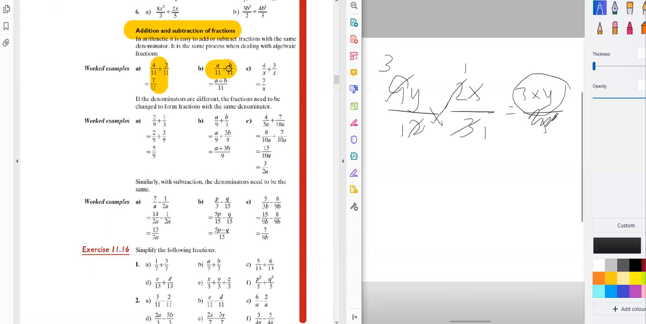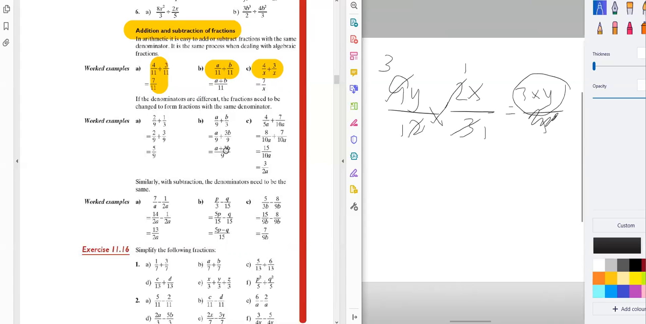Then for algebra, normally unknown and unknown, like this case, you cannot do any further simplification. It's just a plus b will be the final answer. Just make the denominator become 11 like this. So this one, you get 7/x.